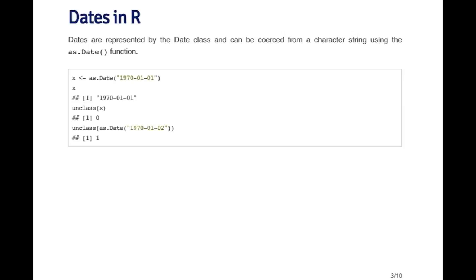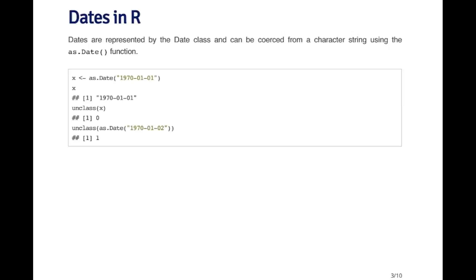Now, if I unclass the object here, you'll see I get the number 0. Remember, the dates are stored internally as the number of days since 1970 January 1st, and since it's 0 days from that point, you'll get 0. If I input January 2nd, 1970, then you'll see that underlying it is represented as the number 1, because that's 1 day after 1970 January 1st.